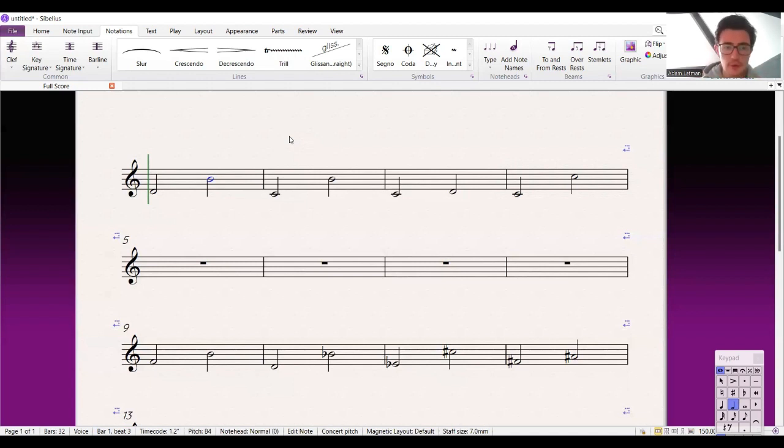So let's do a couple ones starting on various notes. So D to B, we've done. F to B is a fourth. B to E, we have another fourth. And then A to G, what is this? This is a seventh. We start on the lowest note and we just count up.